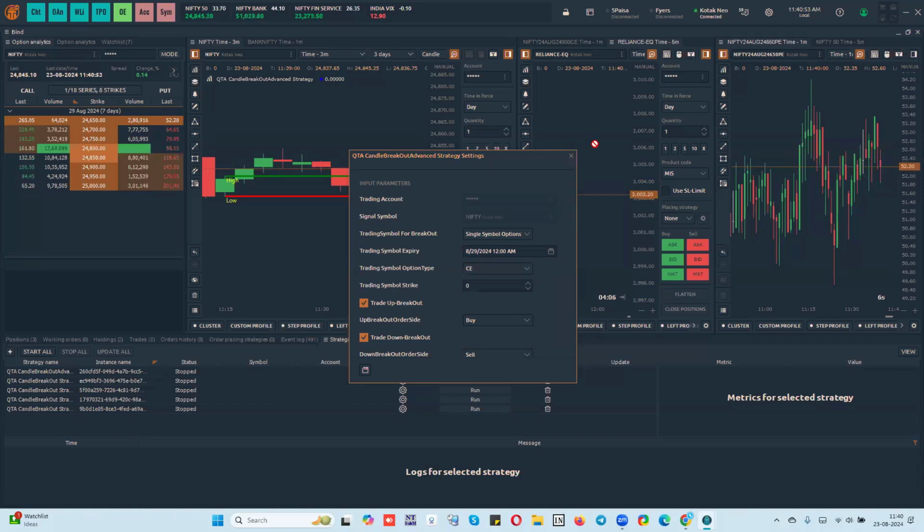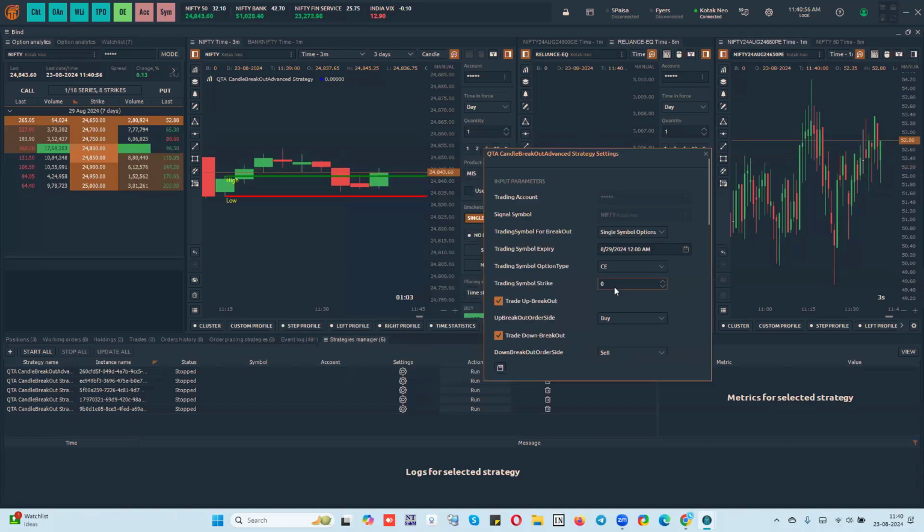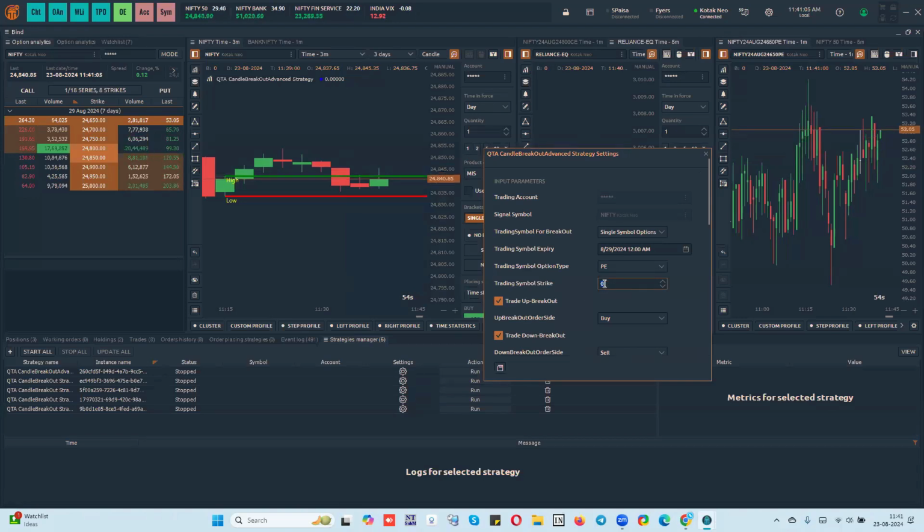If you are selecting a put option, for example, on a breakout of upside, you want to sell that particular put. So you'll have to select the quantity, and on an up breakout, you'll have to select sell, right? Because you want to do a bullish trade. But in this particular case, I'm selecting only the buy option here. So on a breakout of downside, I would buy the put option.